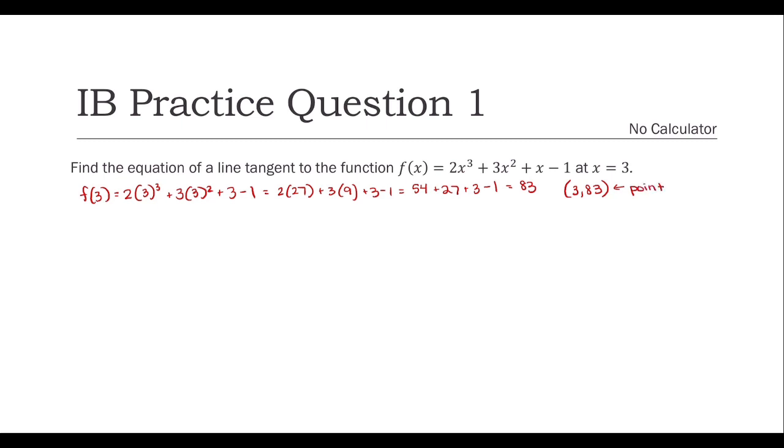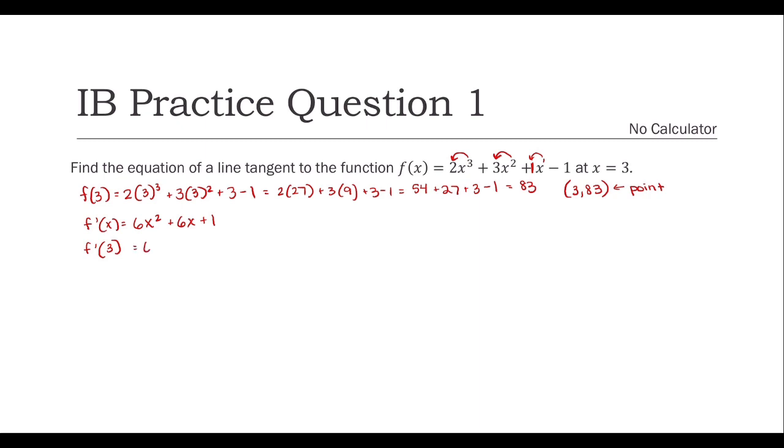Now we need to find our slope, so we'll find our derivative. So f prime of x will equal 3 times 2 is 6 times x squared, because we took away 1 from the exponent. 2 times 3 is 6 times x, and then plus 1, because there's a 1 in front of here, and our exponent was 1. So 1 times 1 is 1, and then now we have x to the 0.